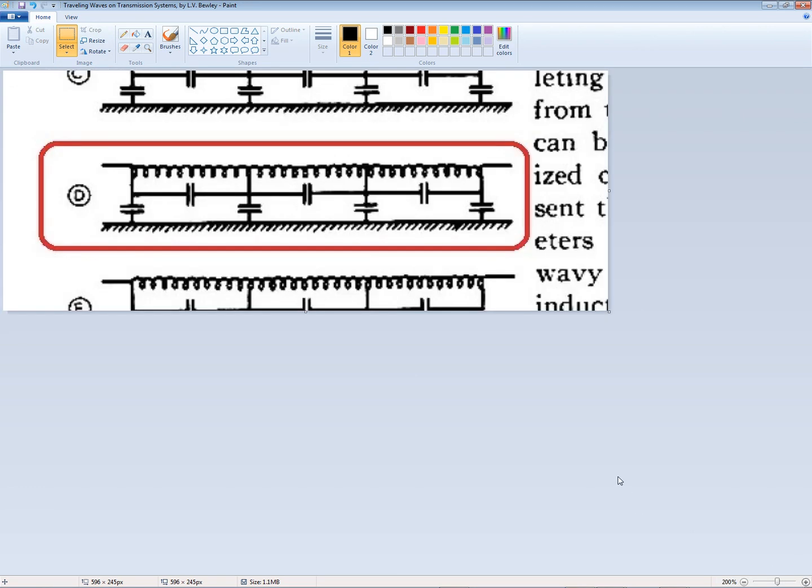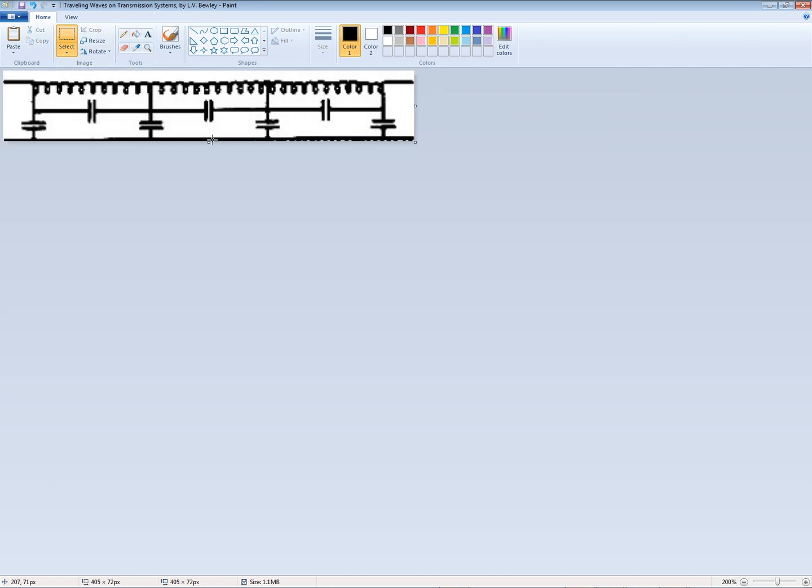Alright, so let's do this. Let's crop a little more. Let's crop right here. Right there. No, actually, first let's copy. Then let's crop. Then let's do this. Sorry. Then let's paste. And then let's rotate.